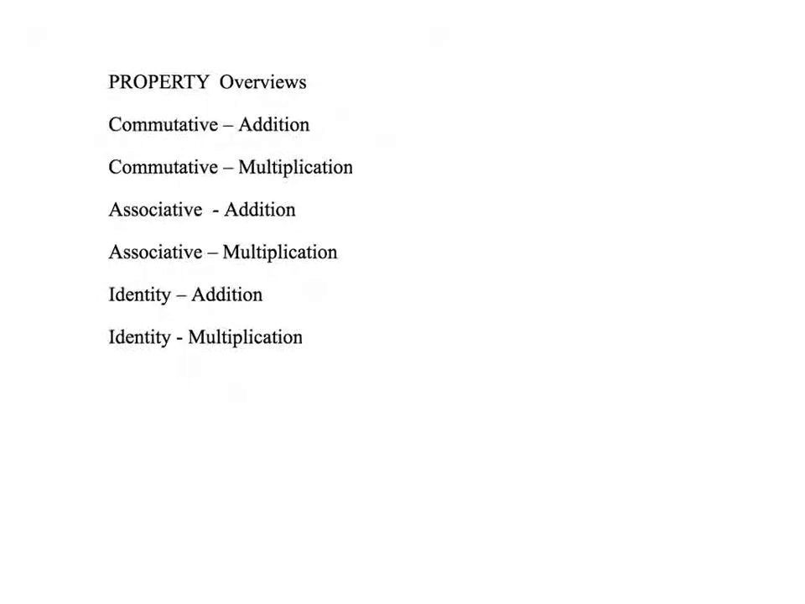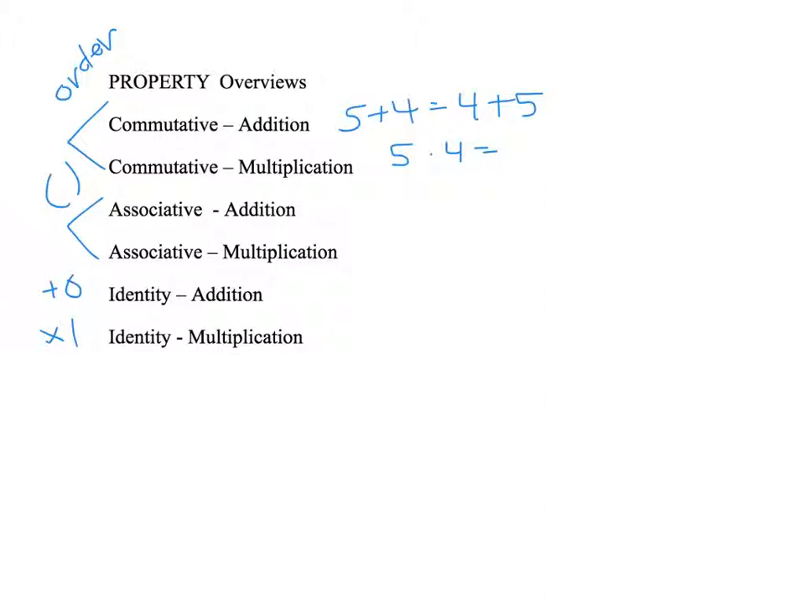Okay, so I'm going to write down examples of each one. Commutative is order. You're switching up the order. Associative is where you're switching where the parentheses go. Identity addition, you're adding 0. Identity multiplication, you're multiplying by 1. So commutative addition looks like this: 5 plus 4 equals 4 plus 5. Commutative multiplication would be 5 times 4 equals 4 times 5.